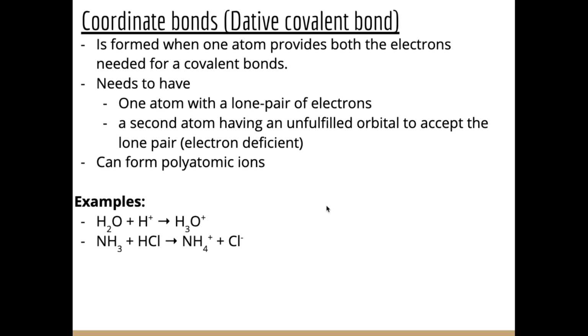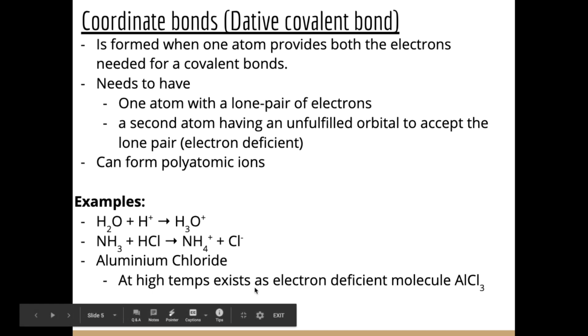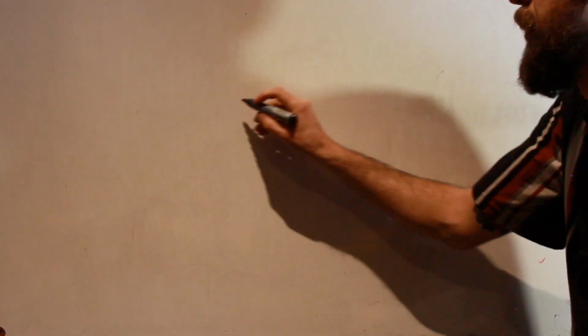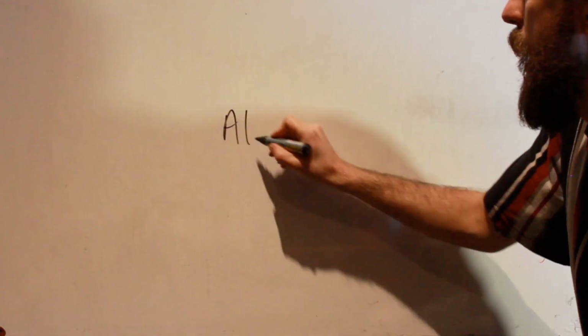One other example to consider in these coordinate bonds is this idea of aluminium chloride. Aluminium chloride, at high temps, exists as the electron deficient molecule AlCl3. If we do an aluminium valence diagram, aluminium is in group number 3. So that means it has 3 valence electrons in its outermost shell.